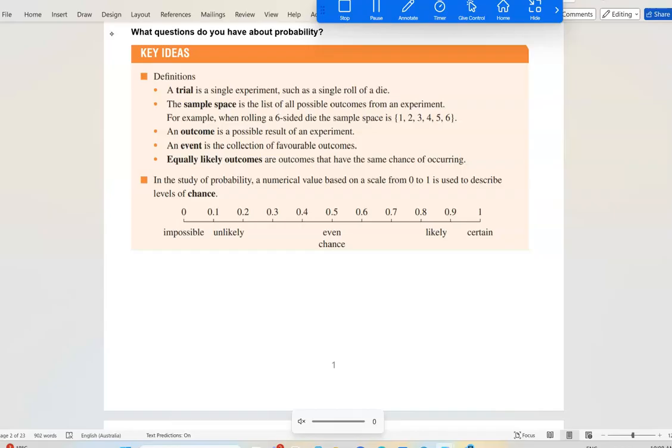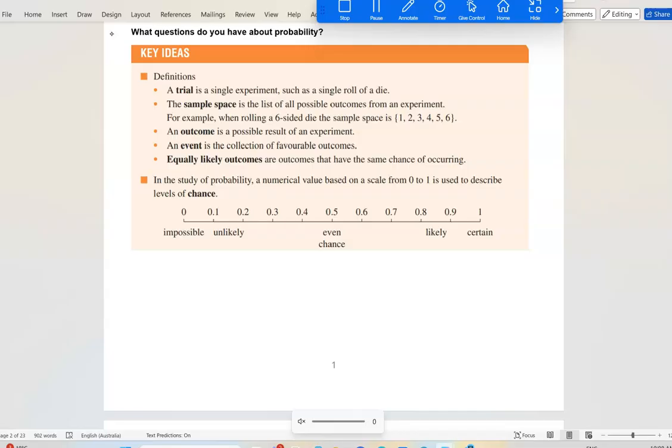So the first one is a trial. That would be like, say, one race of that horse. He's done one race, so then we get that out. Or if we were going to roll the dice, and we rolled it once, we might roll it 10 times, but the first one, that's one trial.